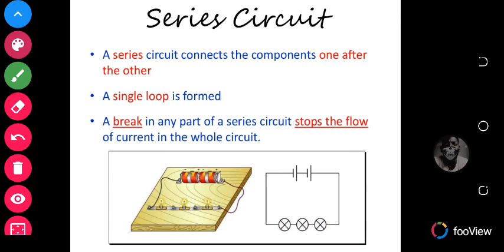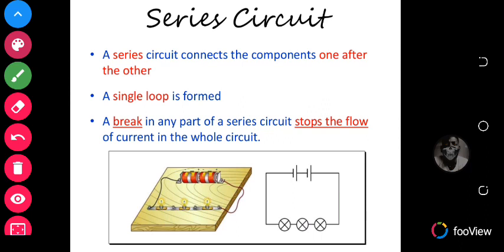When we say a series circuit, it connects the components one after the other. A single loop is formed. The loop simply means the wire. So a single loop is formed. A break in any part of a series circuit stops the flow of electric current in the whole circuit.